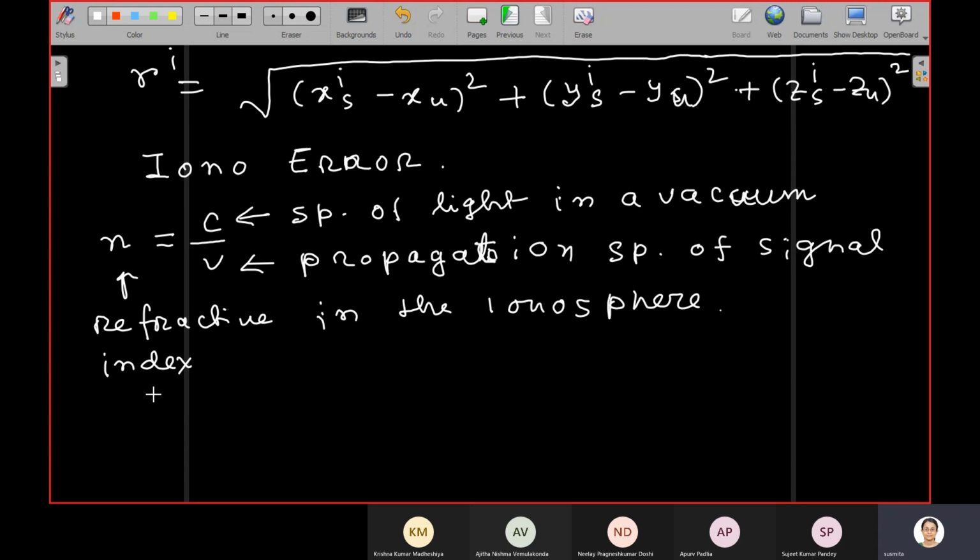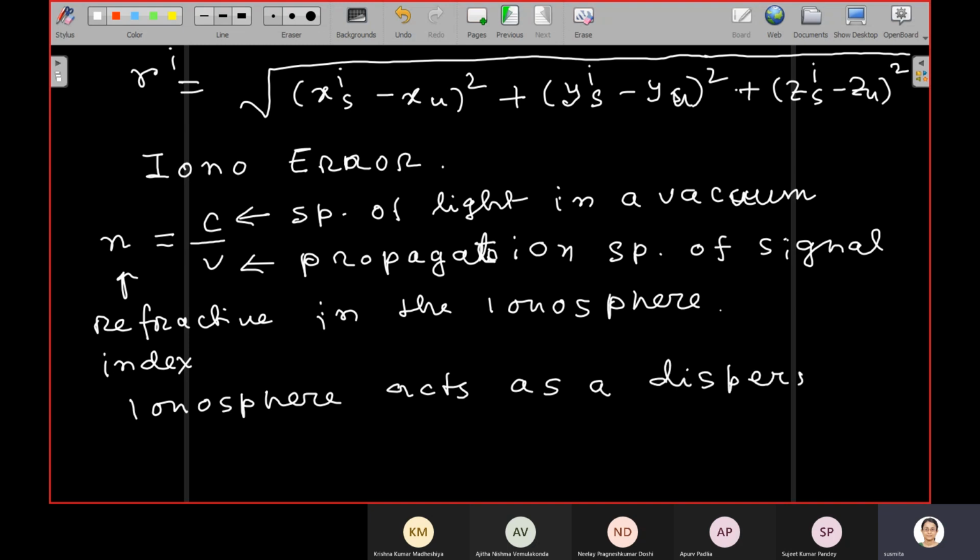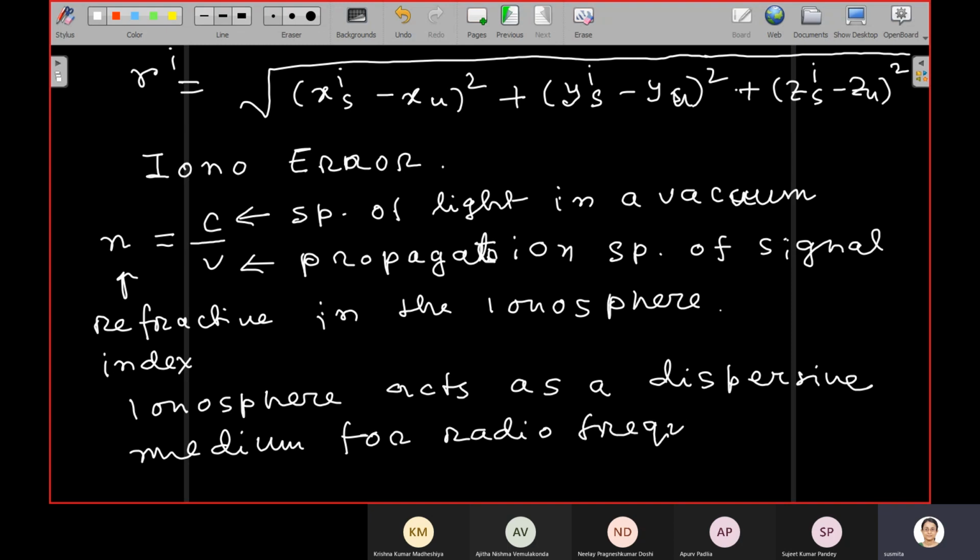Now, the ionosphere acts as a dispersive medium for radio frequencies. What does it mean? It means that N varies with frequencies.